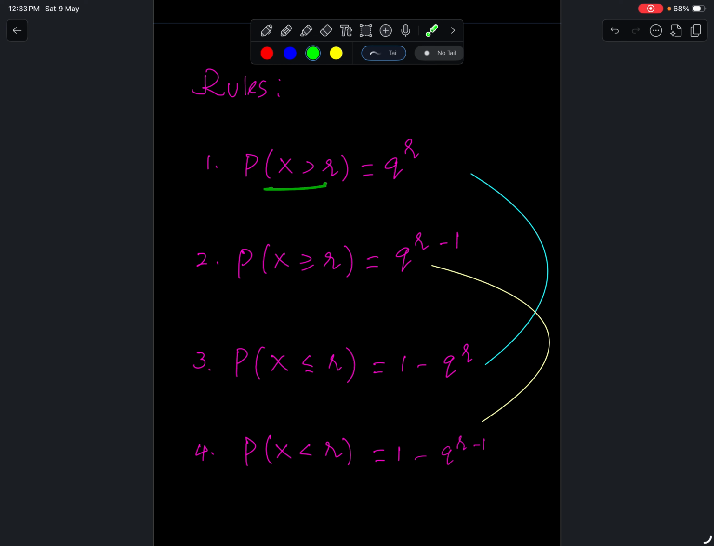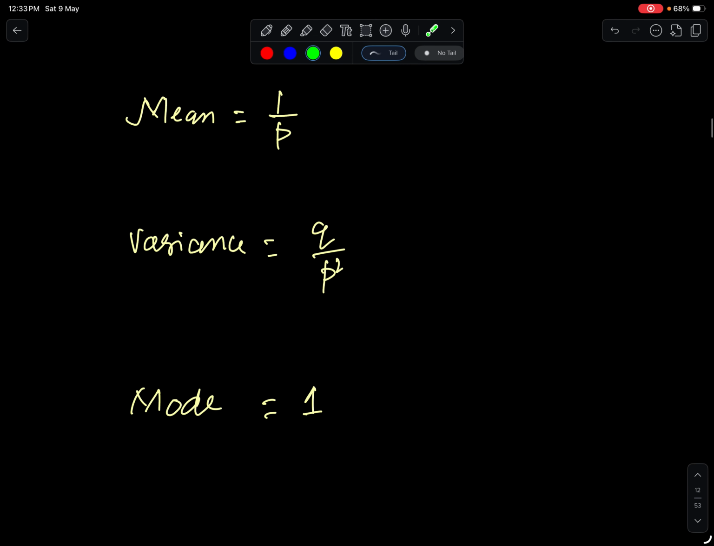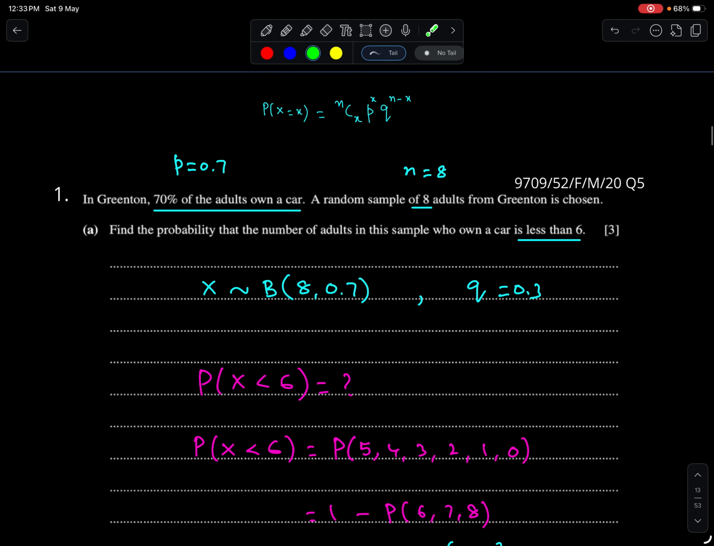So X greater than r is q^r. X greater than or equal to r is the same, just minus 1 here. Now X less than or equal to r is 1 minus q^r, and if it is exclusive, it is just minus 1 here. So learn these rules by heart. The mean of geometric is 1 upon p, the variance is q upon p squared, and the mode is 1. Okay, 1 minute break and then I will continue this 20 minute rule.